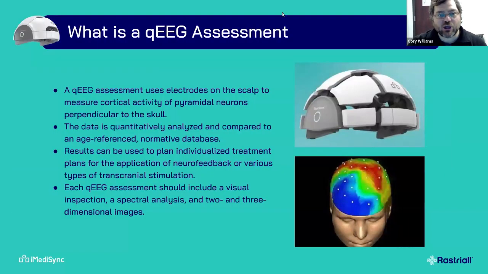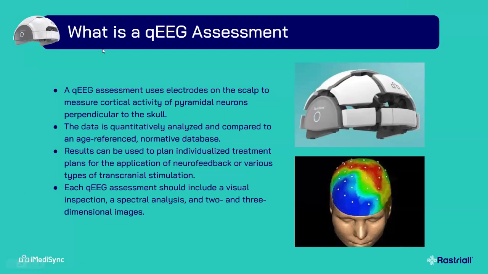So what is a qEEG assessment? Well, EEG stands for electroencephalogram. That measures the brain's electrical activity. So when we put the Q in front of it, the qEEG, that means that after we measure the brain's electrical activity, we analyze it quantitatively. So to get this recording, we put some electrodes on the scalp, and those electrodes measure the activity of pyramidal neurons that are perpendicular to the skull.